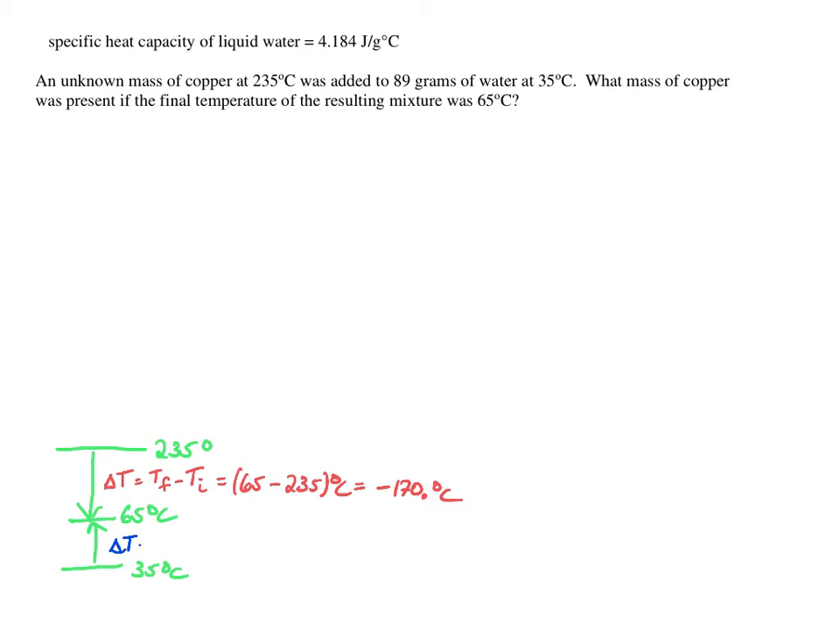For the water bath, we have the same final temperature, but we have a different initial temperature. So delta T, TF minus TI. Our final temperature is 65. Our initial temperature is 35. So our delta T for the water is a positive 30 degrees C.